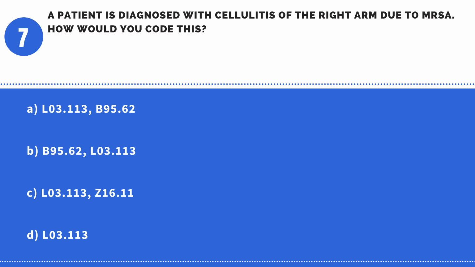Question 7. A patient is diagnosed with cellulitis of the right arm due to MRSA. How would you code this? A. L03.113, B95.62. B. B95.62, L03.113. C. L03.113, Z16.11. D. L03.113.